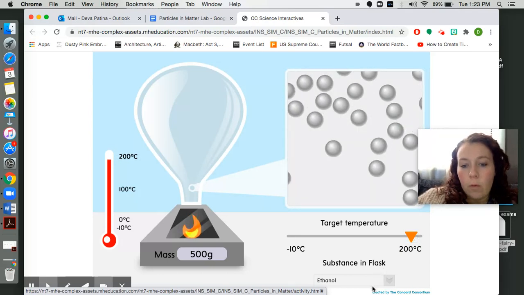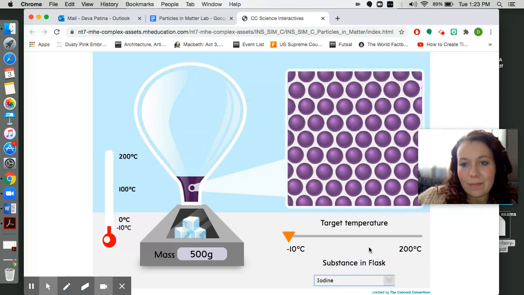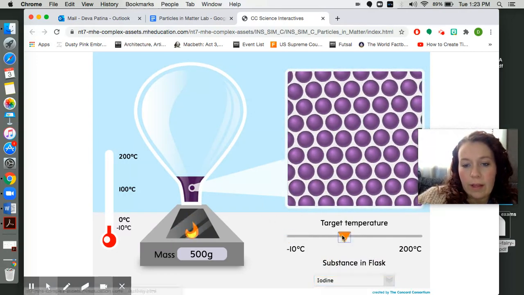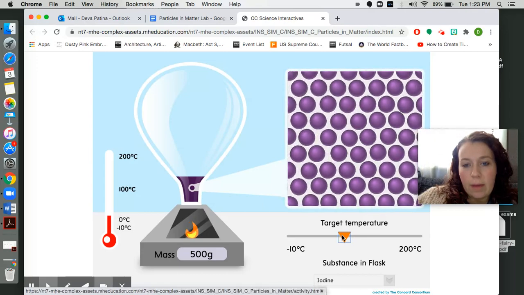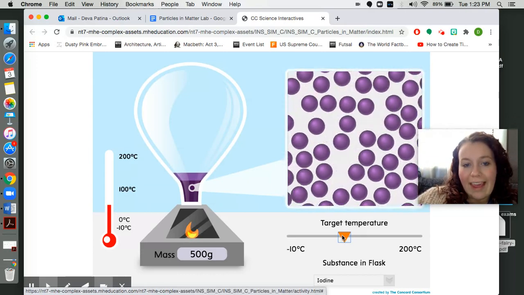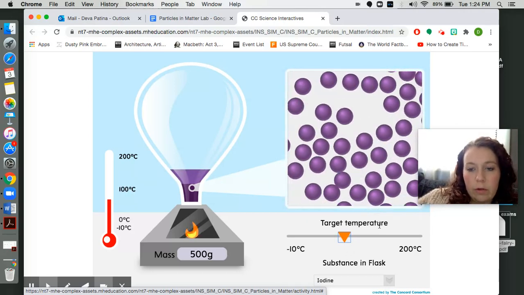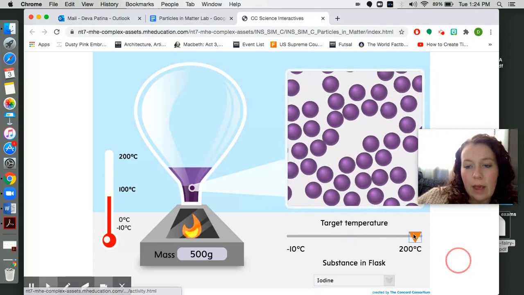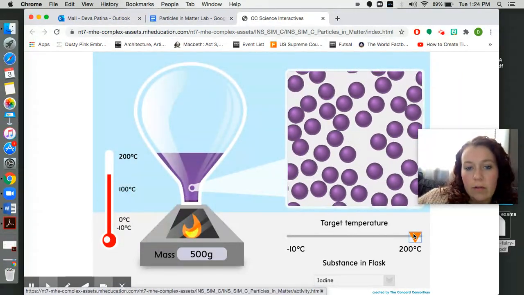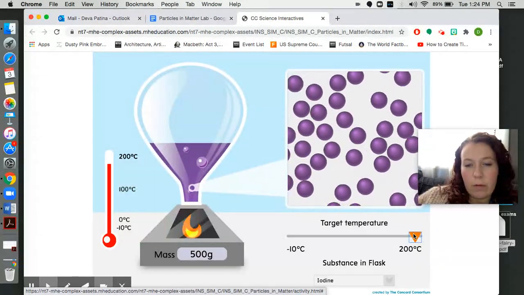Okay, why don't I click on iodine? So iodine's a solid right now. It's cold. Well, if I heat it up, let's see what happens. Oop, it's moving faster now. It's becoming a liquid. And notice with liquid, they move a little faster and get a little more spread out. And then if I click up here, they start being really crazy. They'll eventually become a gas, which is really spread out with really fast moving particles.